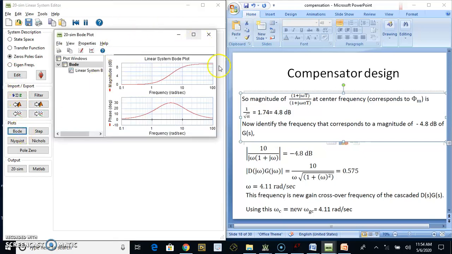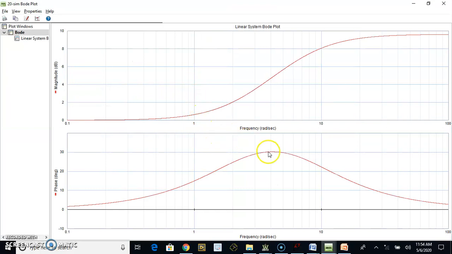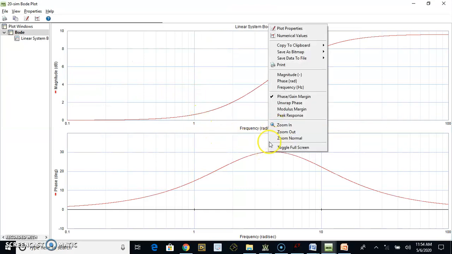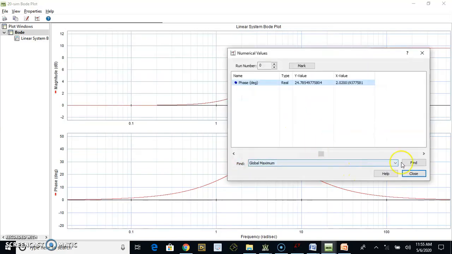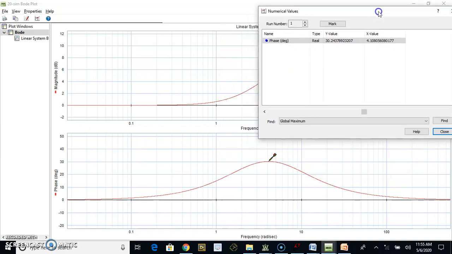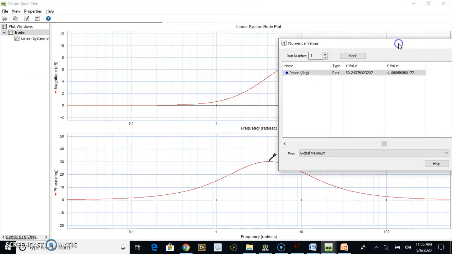So we are looking at 4.11 radian per second. I have it as 1.74 as the magnitude. Let us see the corresponding phase. Since we are looking for the maximum, you can see the maximum phase that we are expecting from this phase shift network is 30 degrees. You can see you are getting 30 degrees. That's what we started with, and the corresponding frequency is 4.108, almost close to 4.11 radian per second.